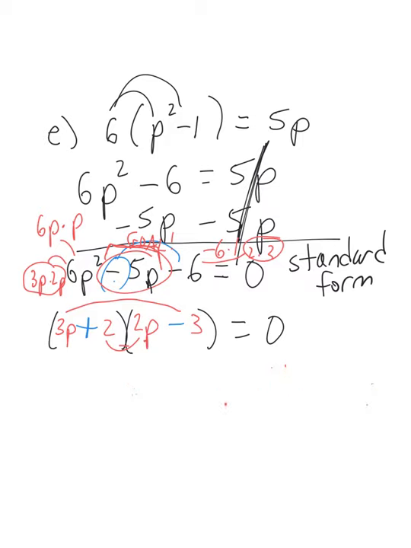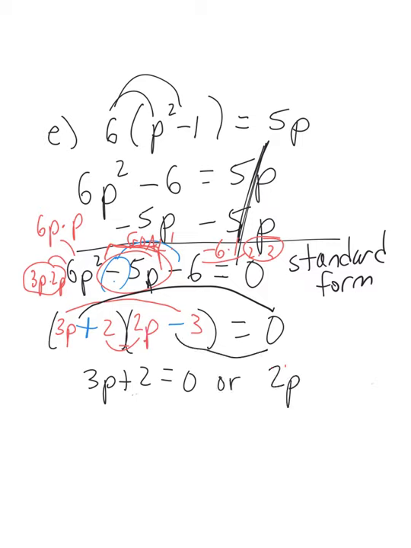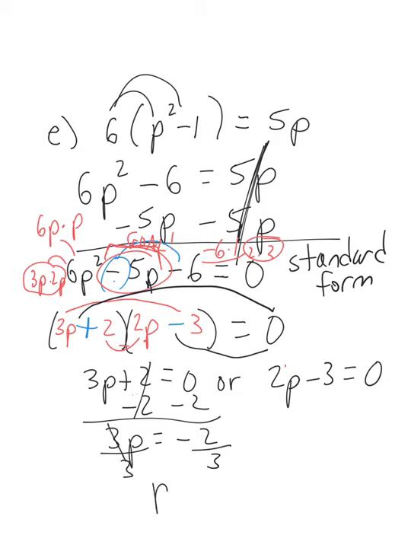Now we're ready to set each factor equal to 0, or zero product property as the homework calls it. So the first factor, 3p plus 2, set it equal to 0. Or the second factor is 2p minus 3 set equal to 0. Leave the number glued to the letter for last. So I'm going to subtract the 2 to the other side for this 3p plus 2. Left with 3p equals 0 minus 2 is negative 2. Divide the 3 on over, and we have our first answer, which is negative 2/3.